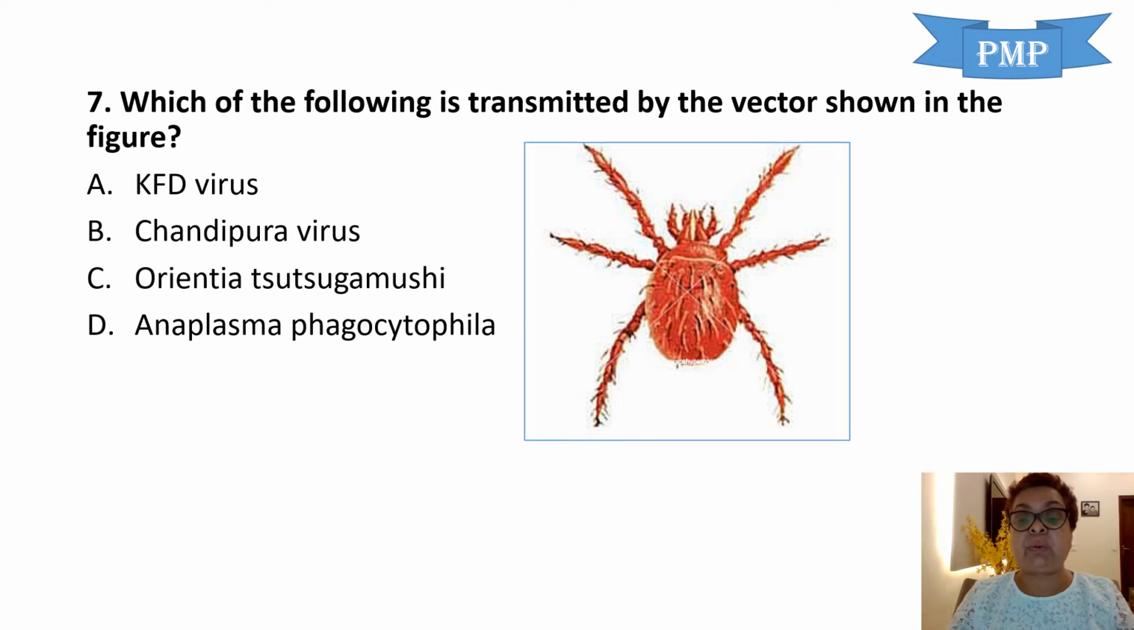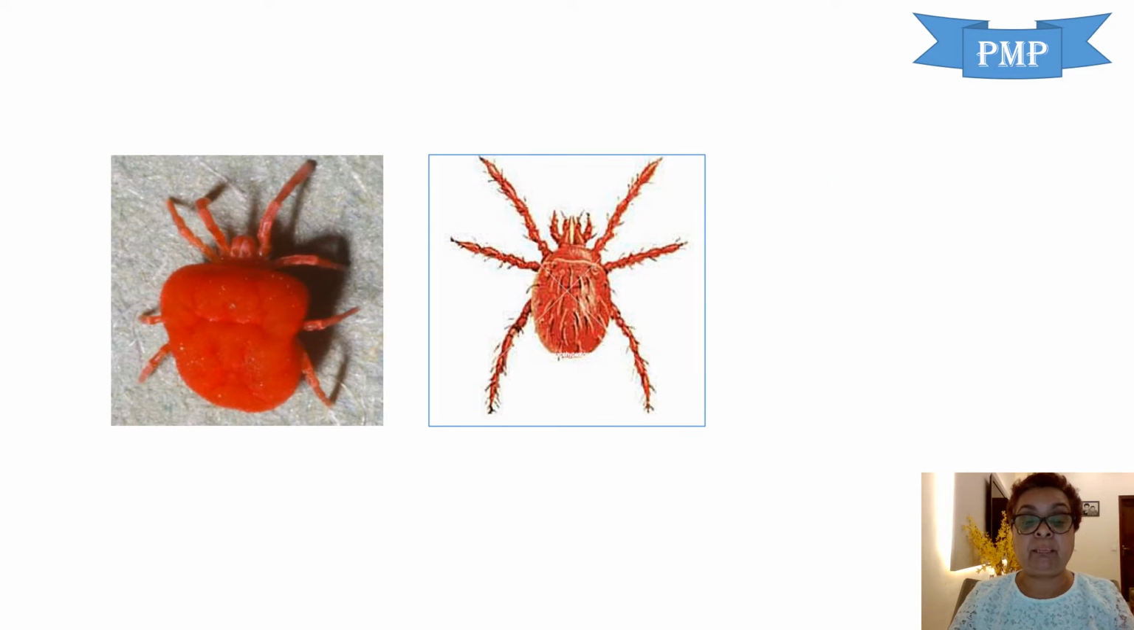Which of the following is transmitted by the vector shown in the figure? KFD virus, Kyasanur Forest disease virus, Chandipura virus, Orientia, and Anaplasma phagocytophilum. Now look, this diagram is of the chigger, that is the larva of trombiculid mite. It is an illustration of the chiggers of trombiculid mites. So the answer to this question is Orientia. Orientia, which causes scrub typhus, is transmitted by the chiggers of trombiculid mites, right? That is why we also call scrub typhus chiggerosis or the chigger-borne typhus.